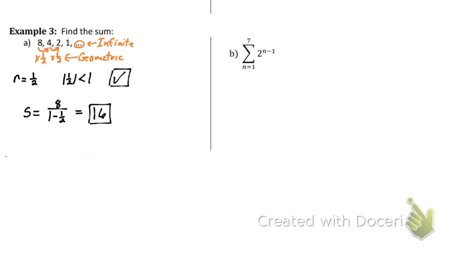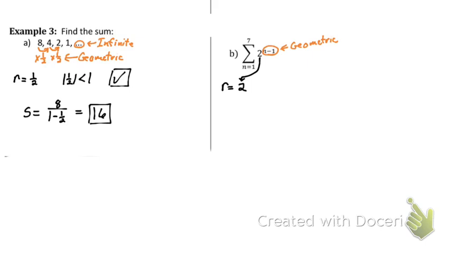It has, and be careful, a variable in the exponent, which means it's exponential. Exponential equals geometric. I'm not sure if I said that yet today, but exponential equals geometric. So I'm just looking at the n minus 1, and I know that's geometric. Since it's exponential, the base of the exponential is going to be your r value. Your common ratio is going to be that 2.